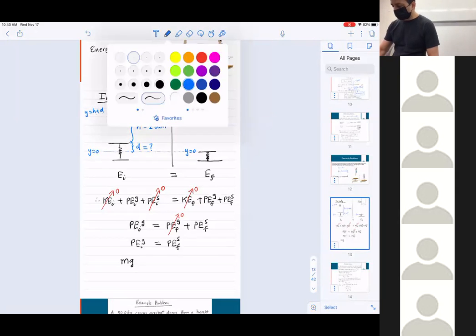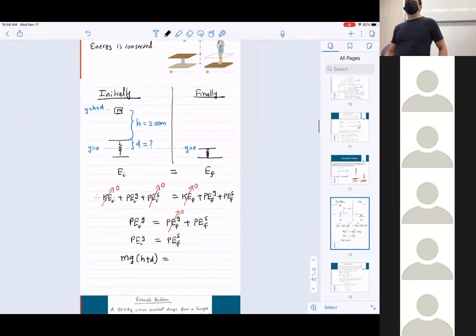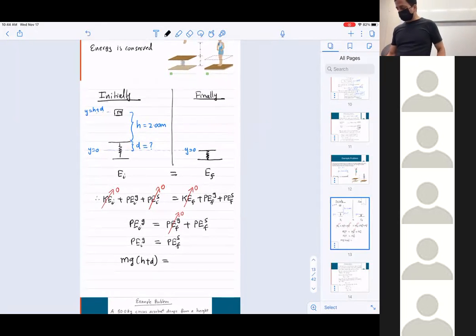So therefore, I'm going to come here and it's going to be mg times (h plus d) is equal to the spring potential energy, which is just 1/2 kx squared, where x is how much it has compressed. That's going to be 1/2 k d squared. Any questions on that? And now we have an equation to solve for this variable d, which is how much the spring compresses.